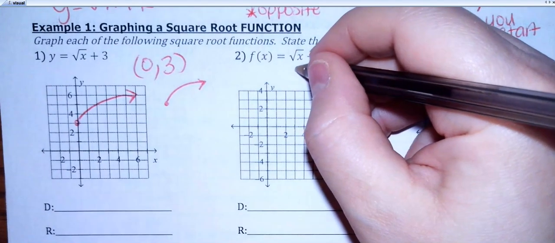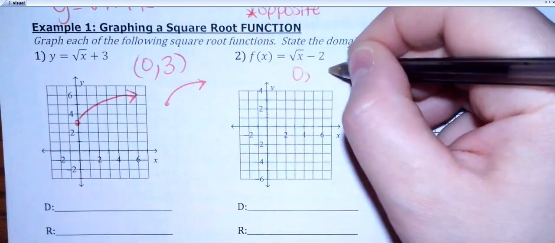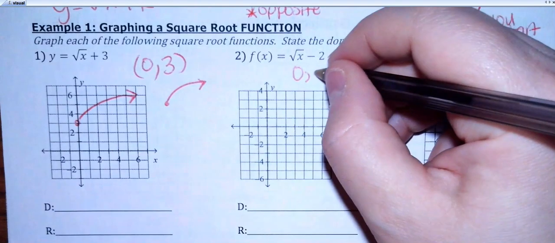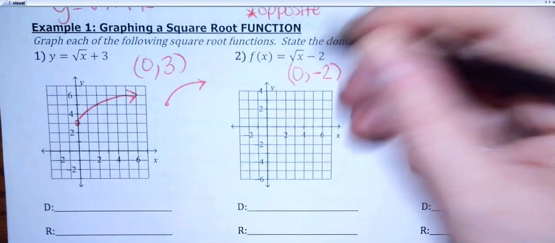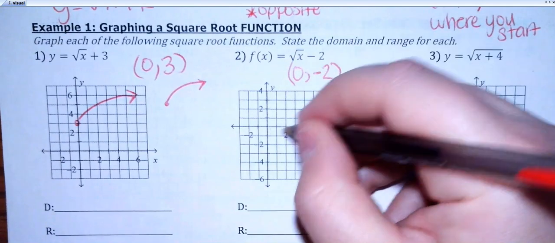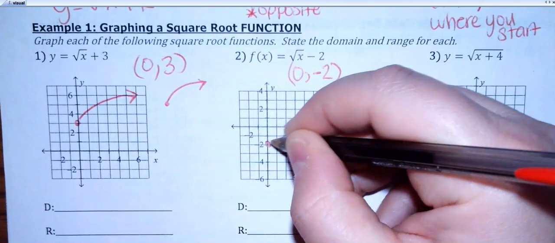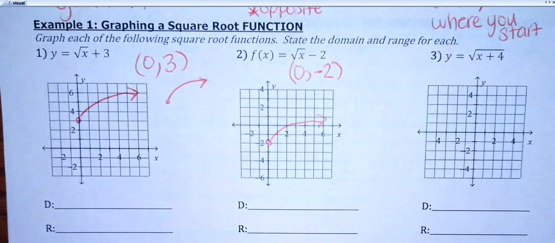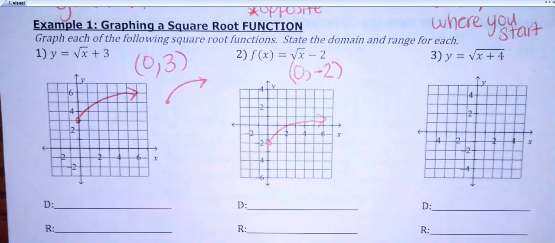This one, we've got nothing inside with the x, so we're not going to shift left or right. And then we've got a -2, so I'm just going to copy that down. And this, again, is a positive square root of x, so 0, -2. This should be the top half of that sideways U shape. And then I've got one more.